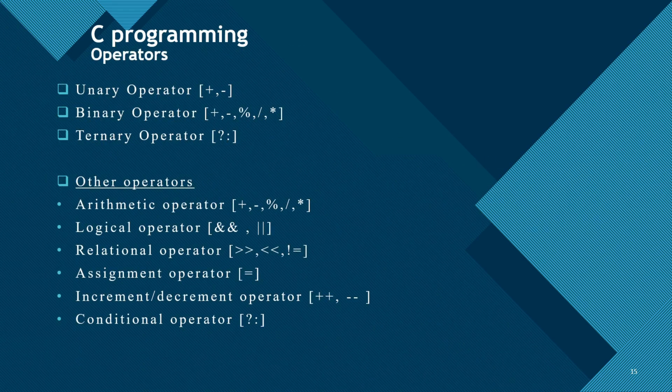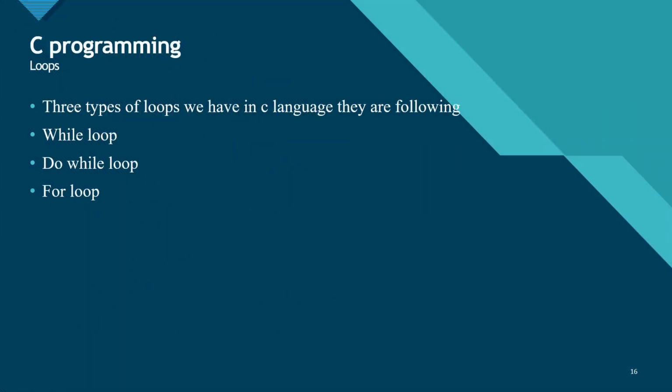Now operators. Three main operators are there in C programming: unary operator, binary operator, and ternary operator. Other operators are arithmetic operator, logical operator, relational operator, assignment operator, increment, decrement operator, and conditional operator. Loops. Three types of loops are there: while loop, do while loop, and for loop in the C language.